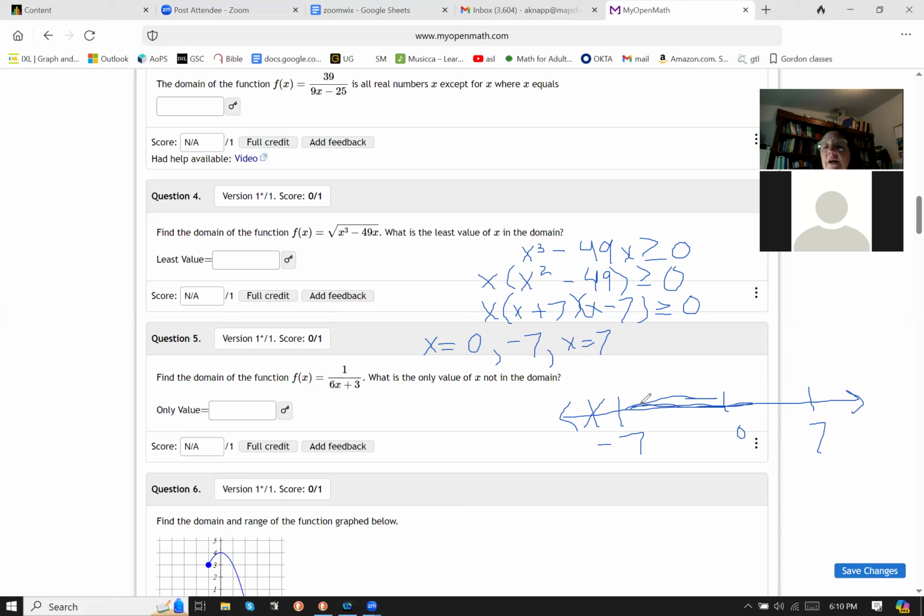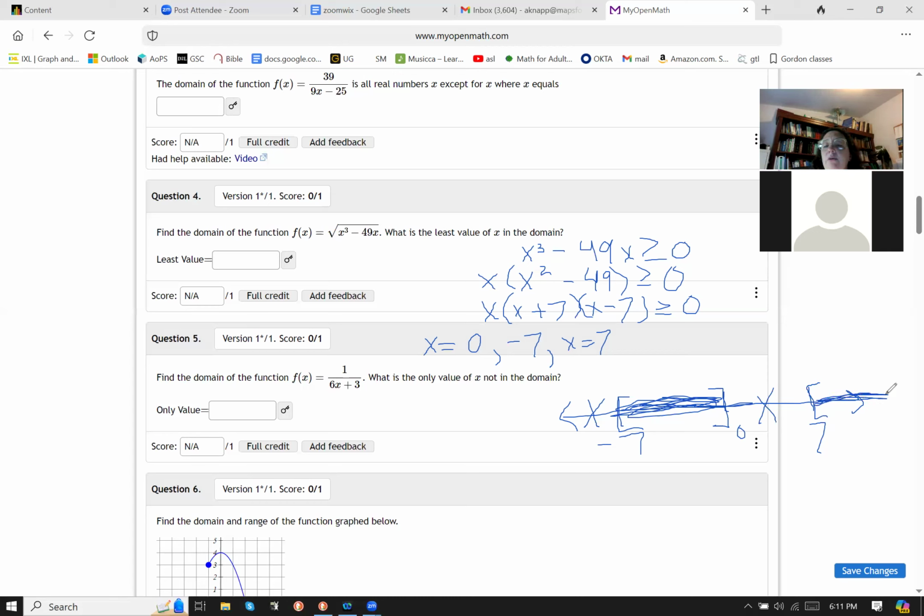And since it has a greater than or equal to on it, we'll put a bracket here and here. Then we test a number between 0 and 7. So let's try 1. 1 to the third is 1, minus 49 times 1. So we'd have 1 minus 49 is negative 48. That is not greater than or equal to 0, so we're not shading anything in this region. And then from 7 to infinity, we can pick a number like 10. So 1,000 minus 490 is greater than or equal to 0. So we also shade this region.